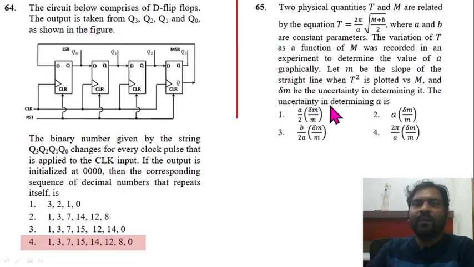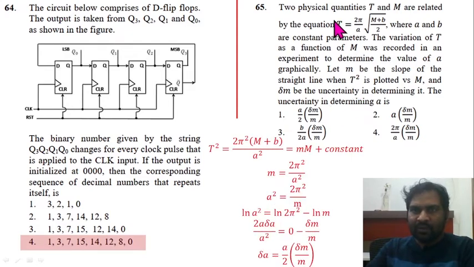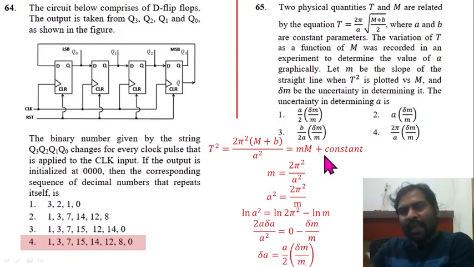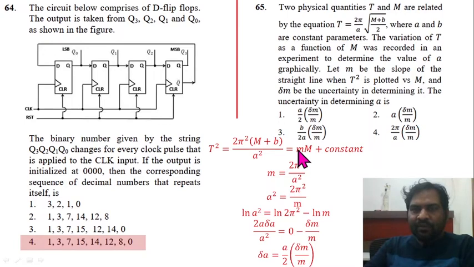The uncertainty in determining A is: so first find T square versus M, so we square the equation. In that condition, it is like a linear equation, like y equal to mx plus constant. So small m is your slope here, and capital M is a variable like x, and your T square is like y equal to mx plus some constant c. So compare this slope, you will get that m equal to 2 pi square by A square, so A square equal to 2 pi square by m.